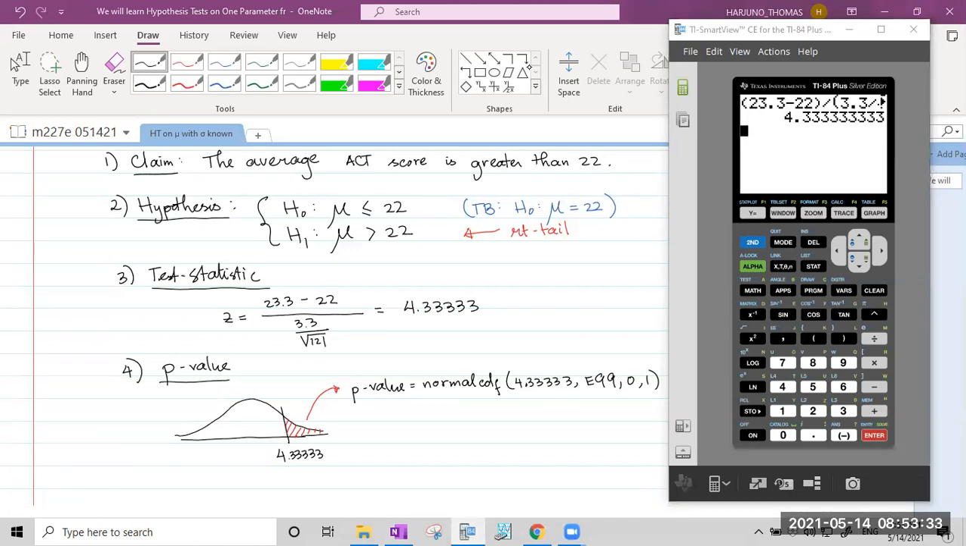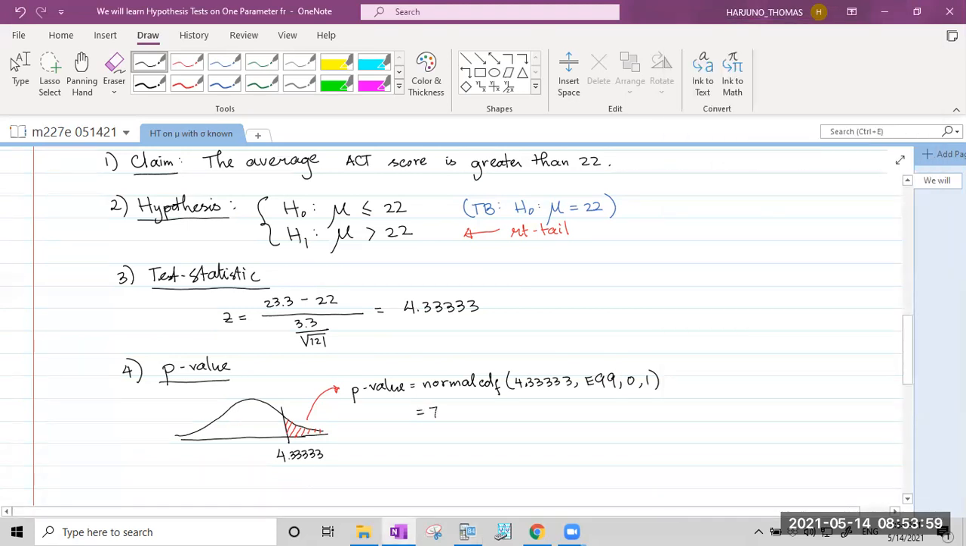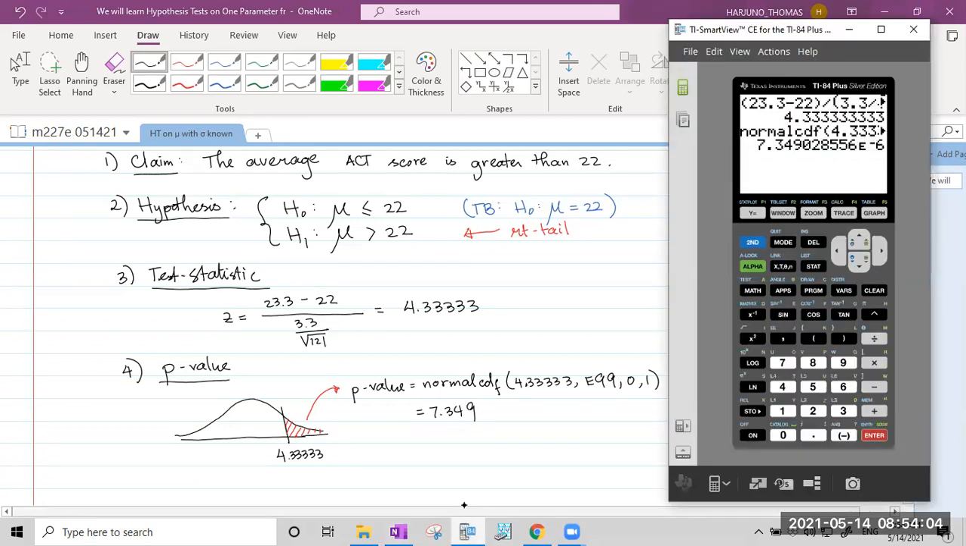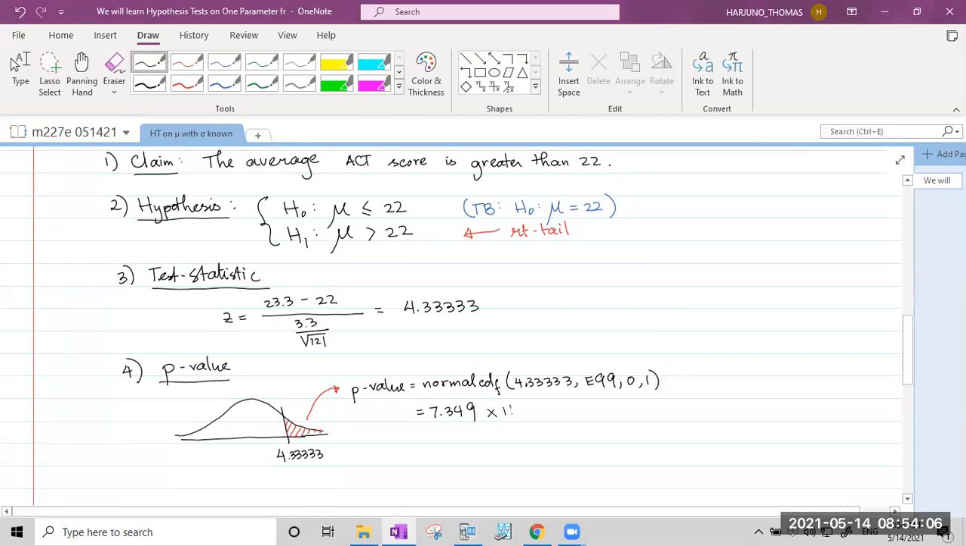Okay, so suppose I want to compute this, right? Okay, distribution normal CDF, 4.33333, and then the upper we usually use E99, right? Okay, the mean is 0, standard deviation is 1. Boom. That's 7.3 at the 6th decimal place. That's 7.349. Let me see again. Times 10 to the negative 6.